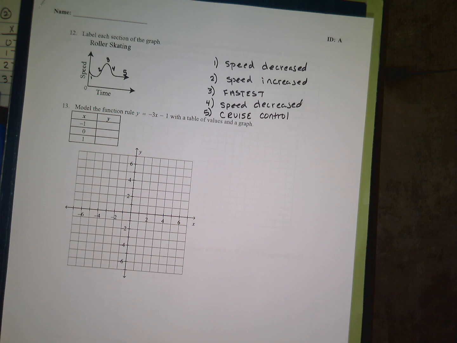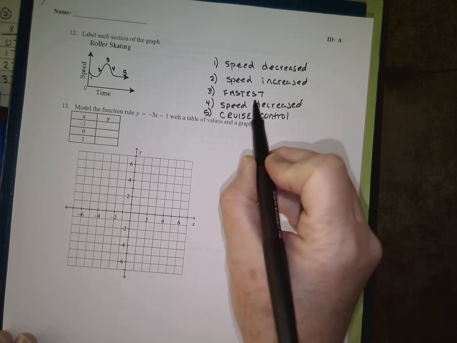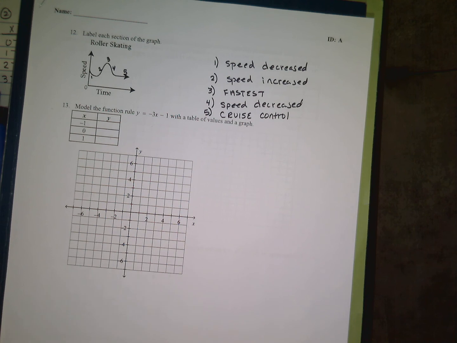That's how I would do that. Then you've talked about each different thing that's going on in the problem. It says it's the fastest because it's the highest point on the graph. Yeah. Put it neutral. Yeah. But you're going to make sure you know you're going the same.